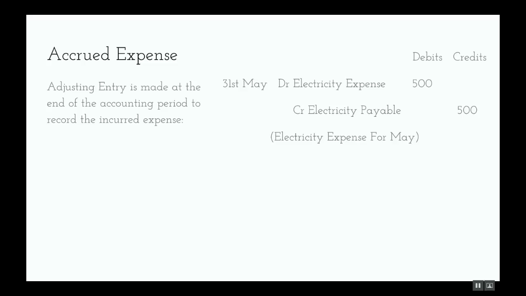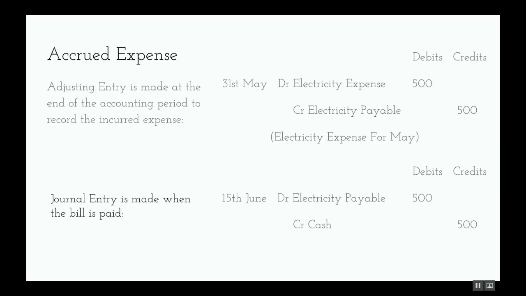So finally we have accrued expense, which is used for paying bills after they've been incurred. So an adjusting entry is made at the end of the accounting period to record the incurred expense. So on the 31st of May, we've incurred $500 worth of electricity expense for our use in May. So we debit electricity expense account and we credit an electricity payable account. Then once we actually pay the bill in June, we debit electricity payable and we credit cash as a simple journal entry.